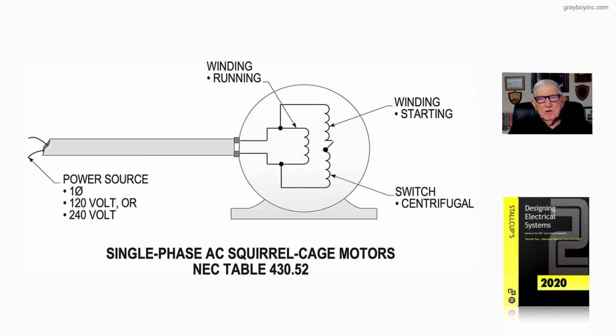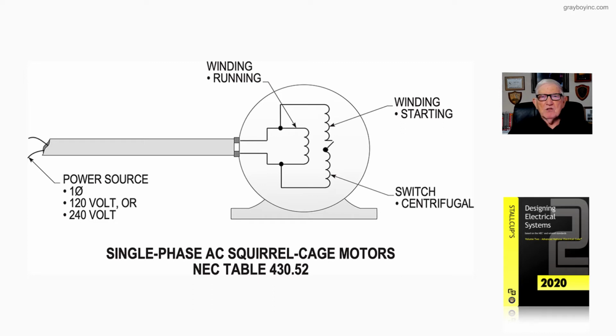Now this illustration deals with single-phase AC squirrel cage motors, induction type motors. Now notice table 430.52 lists our types of motors that are outlined in the table, such as a squirrel cage induction motor that's single phase, a three-phase induction motor, a wound rotor type motor, synchronous motors, and DC motors.